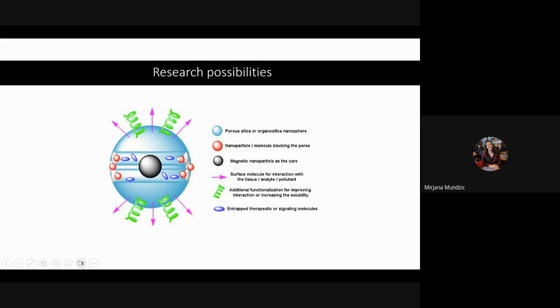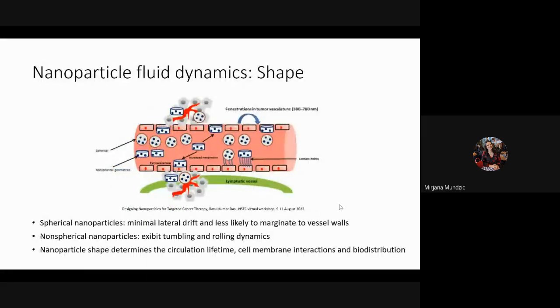Probably the most important in this picture are the red balls, because those are the molecules that are blocking the pores. It is easier to fill the pores, to load them, but it is very important to prevent the drugs, for example, from leaking out of the pores before the right time comes. Here we also showed the surface molecules for interaction with the tissue. And this green shows the possibility for additional functionalization for improving interaction, or for increasing the solubility, which is also important in some cases.